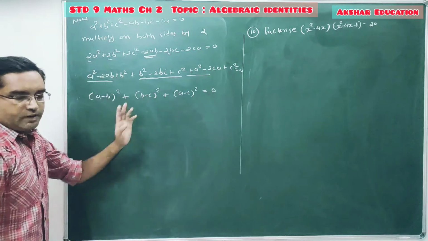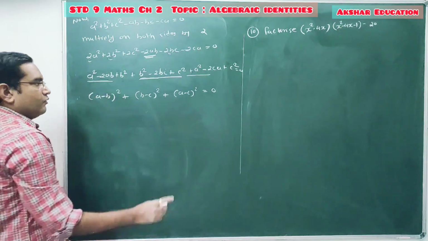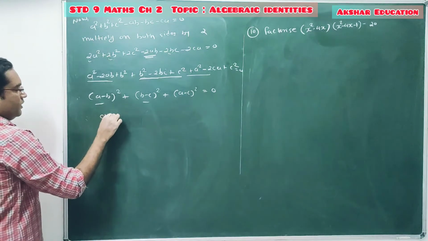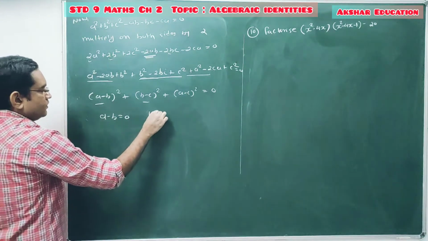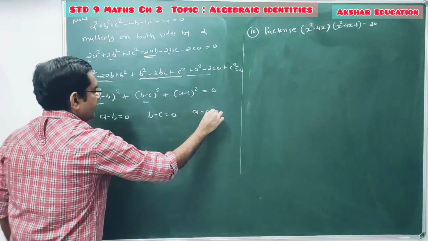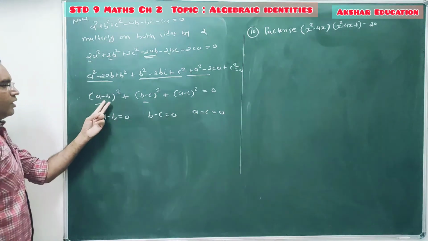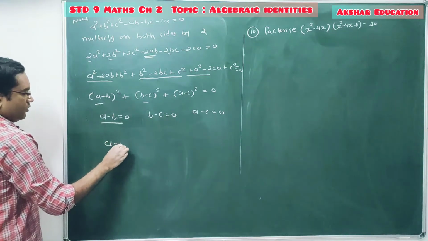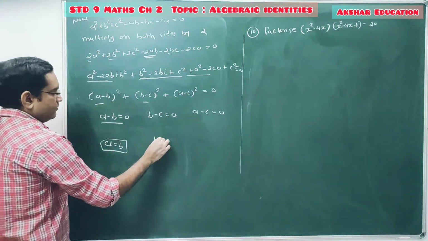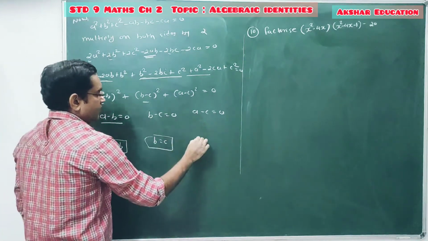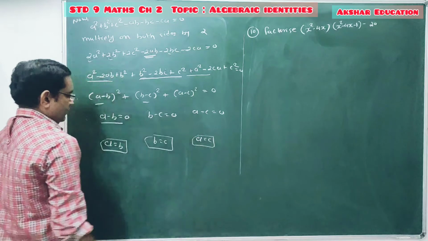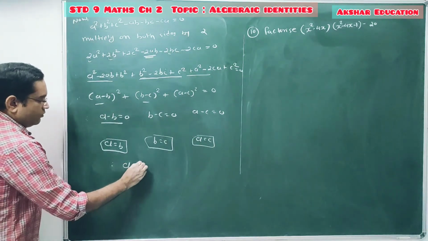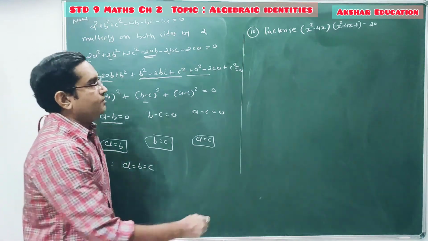Sum of the squares of all the numbers is 0 and a, b, c are real numbers. So we can say that the value of all 3 terms is equal to 0. Therefore, a minus b equal to 0, b minus c equal to 0, and a minus c equal to 0. So from this result we can say that a equal to b. From this we can say b equal to c. From this we can say a equal to c. A is equal to b, b is equal to c, c is equal to a. And therefore we can say that all these real numbers are equal. Done?